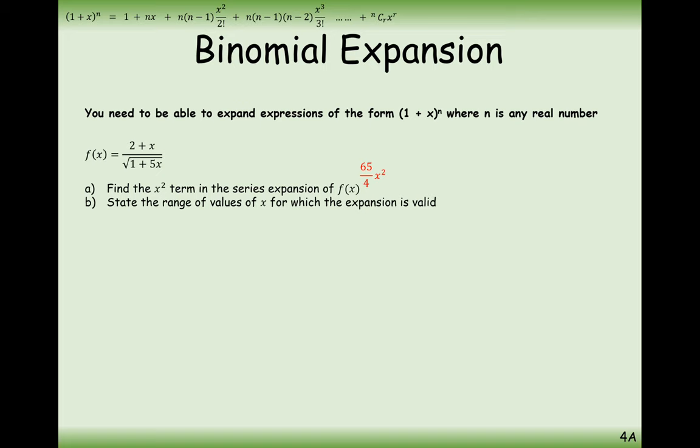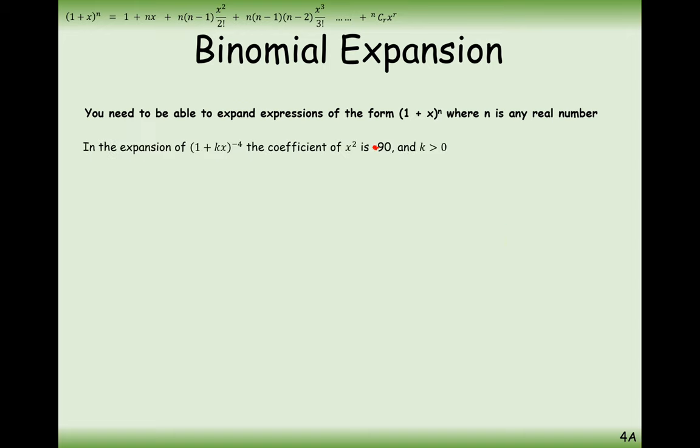The next question is, state the range of values for which the expression is valid. Well, what we've done in the binomial expansion a couple of slides ago was we turned the x from the binomial expansion into a 5x. Remember, generally it's modulus x is less than 1, but when we turned it into a 5x, it changed the values of x we were allowed to substitute into our expression. So it's modulus 5x is less than 1, divide through by 5, and we get x is less than a fifth.